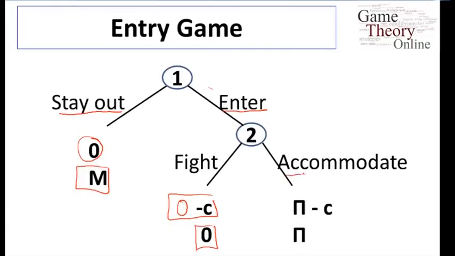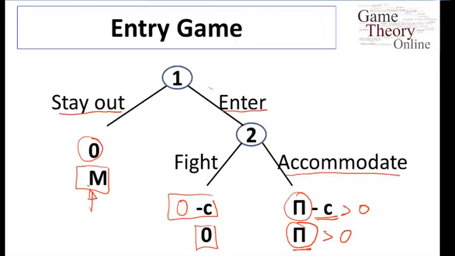Instead, they might choose to accommodate and just split the market. If they split the market, they get pi each. And the new firm ends up having to pay the entry cost. So they're both earning positive profits, but in this case, the monopolist is getting lower profits than they would if the other firm stayed out.